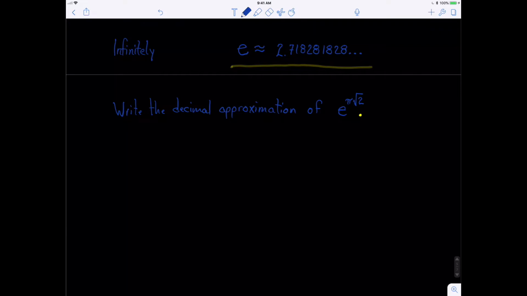What I'd like to first do is write the decimal approximation of e raised to the pi times the square root of 2. So all three numbers are irrational. This is not something that you would do by hand. This is meant to be done in a calculator. So I'm going to write it how you should type it. Also, you're going to need your calculator at this time.